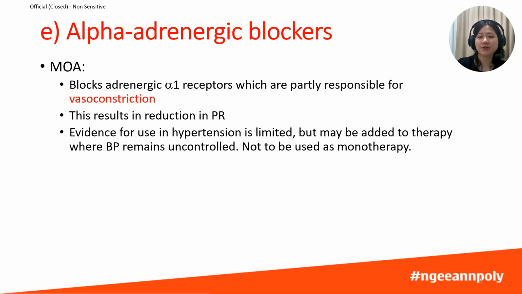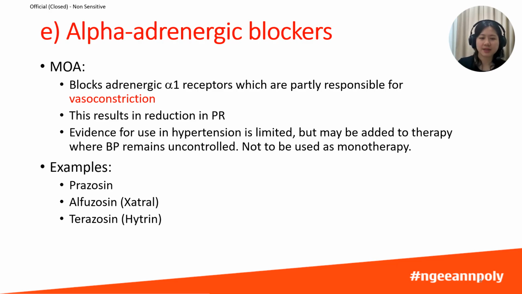Actually, the evidence for the use of this drug class in hypertension is limited, but it can be added to the treatment when the blood pressure is still not controlled despite the use of other blood pressure lowering drugs. So these are an add-on medication, and they are not to be used as a monotherapy or a single drug for the treatment of hypertension. Examples of alpha-adrenergic blockers are prazosin, alfuzosin, and terazosin.